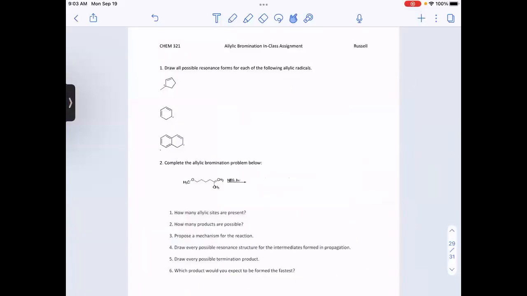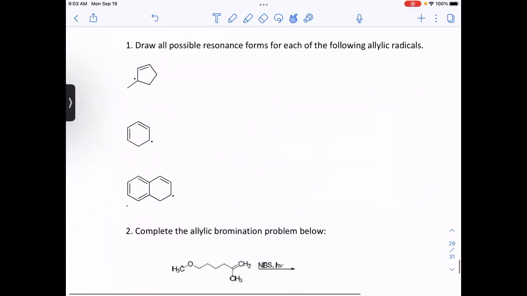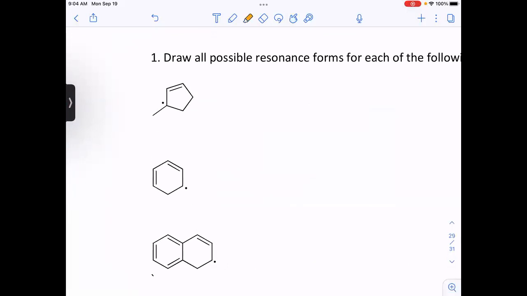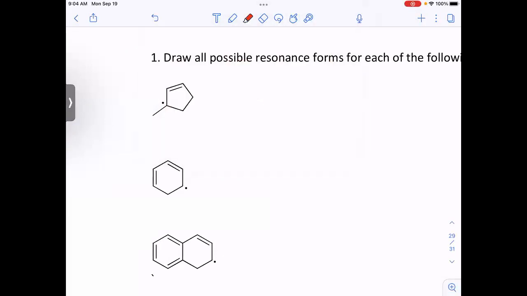All right, so we're going to continue with allylic bromination this morning. I want to start us out with those of us who are here, with a little bit of a warm up with these resonance forms. So if you recall from organic 1, anytime it says draw all possible resonance forms.